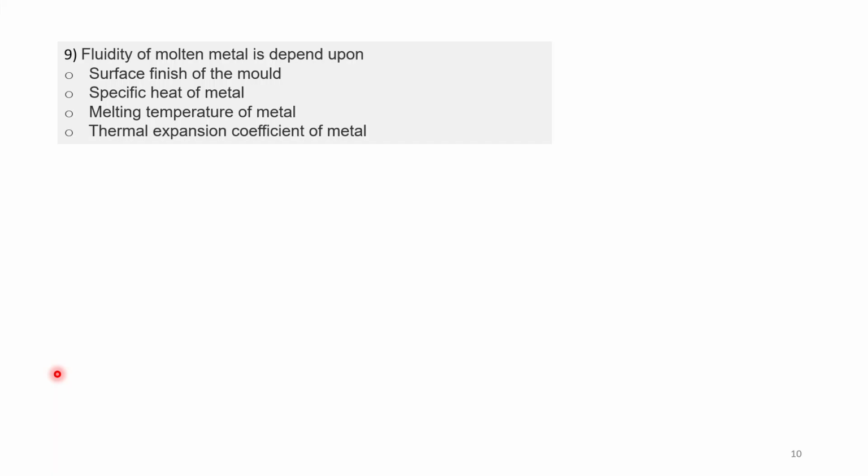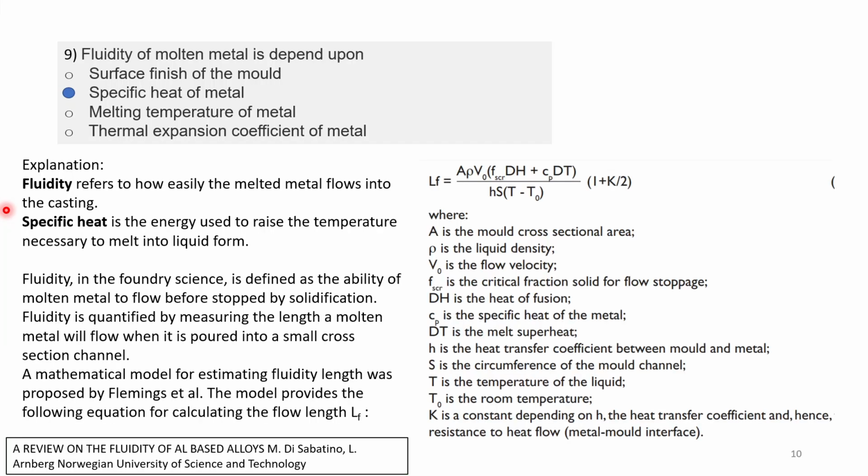Next question: fluidity of molten metal is dependent on. Your options are surface finish of the mold, specific heat of metal, melting temperature of metal, or thermal expansion coefficient of metal. So your answer will be specific heat of metal.